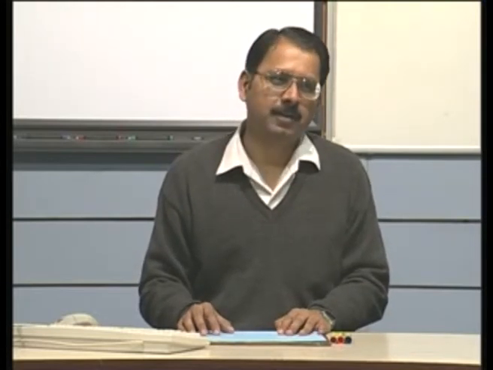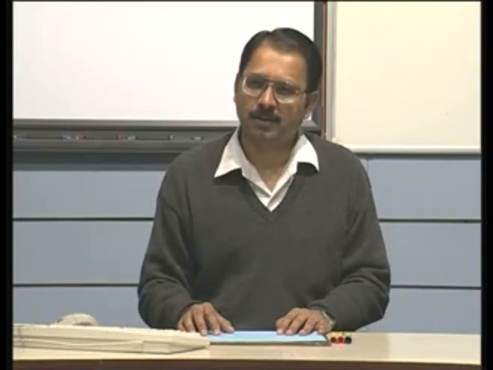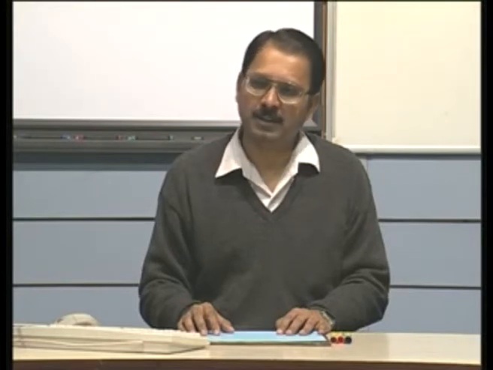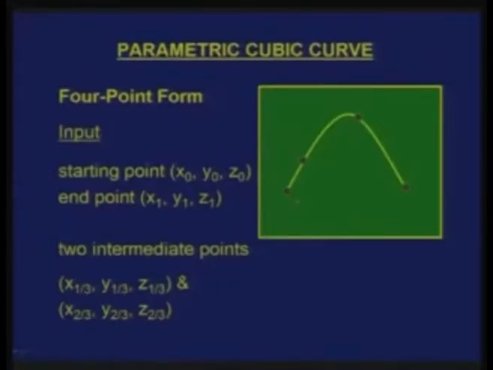The third important form of a parametric cubic curve is that, given 4 points through which the curve is passing, I can define a cubic curve which passes through these 4 points. So, here are the 4 points which are shown here: point 1, point 2, 3 and 4. The order of points is also important. If I change the order, I get a different curve, because the curve is in a way traveling from one point to another. So, the order of points is important.